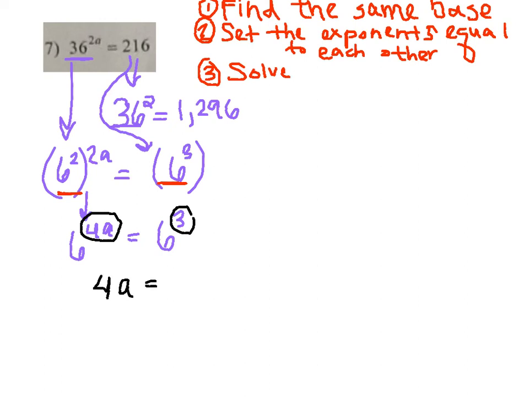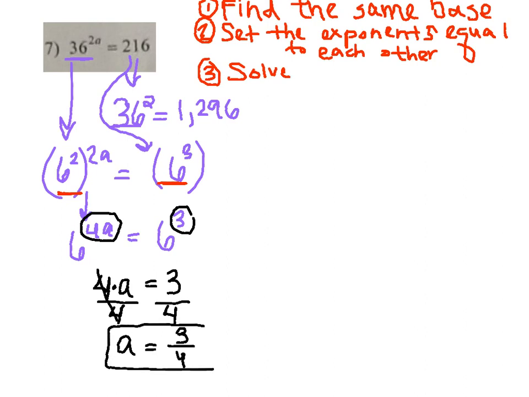So 4a equals 3. And if you remember in algebra, this operation between 4 and a is multiplication. So you do the opposite operation. And to get rid of the 4, we have to divide both sides by 4. And so the 4's will cancel and a equals 3/4. So that's your solution.